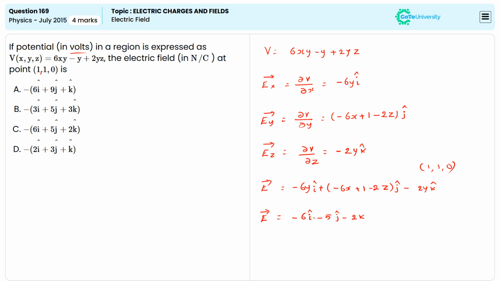So the right answer for this question: here it is minus, so I'm going to take the minus as a common factor, then this becomes 6i plus 5j plus 2k. Then the right answer for this question is option C.